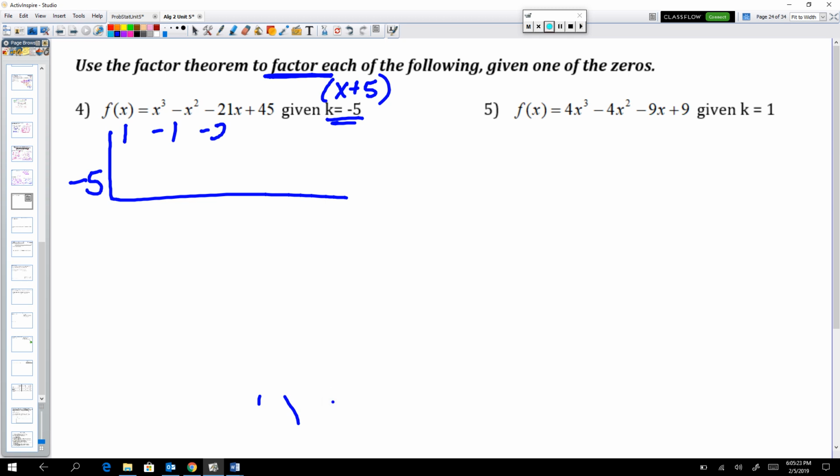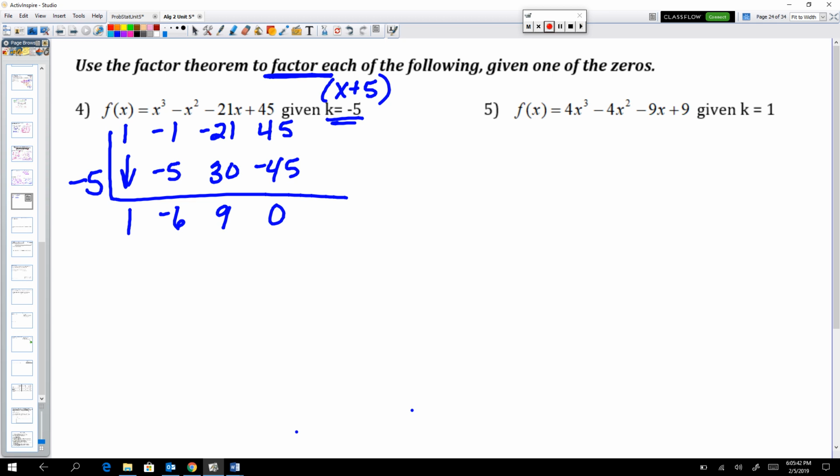Then you have a -21 and a 45. Bring it down, and I'll work this with you because you certainly had quite a bit of practice with this. So let's work this one together. We'll multiply up and add down.